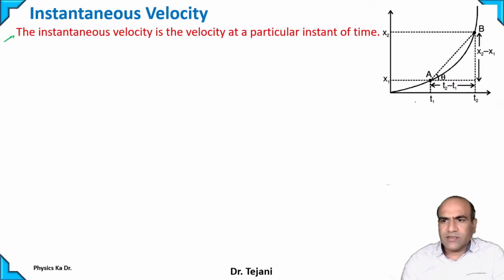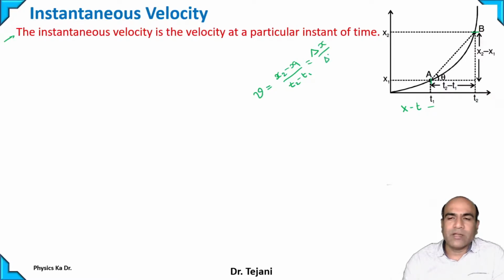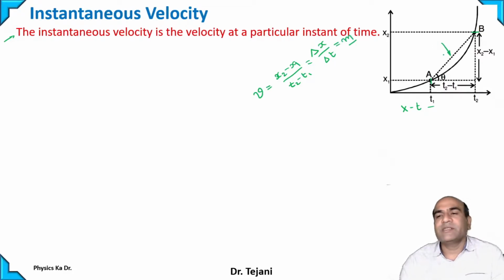If you see here, a displacement versus time graph is given, and there is some curvature. If I want the average velocity between A and B, we know that average velocity is equal to x2 minus x1 divided by t2 minus t1, which is equal to capital delta x divided by capital delta t. That we know very well is equal to the slope. This AB is representing a slope.